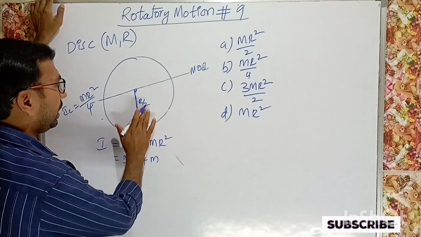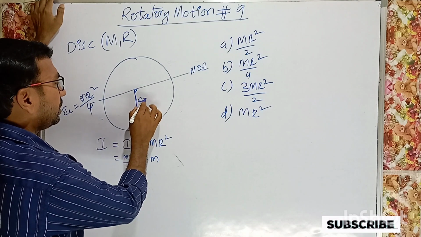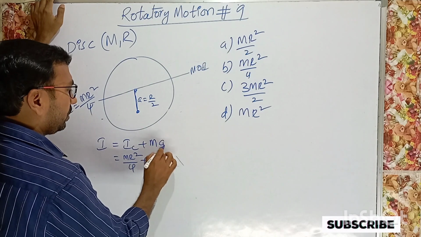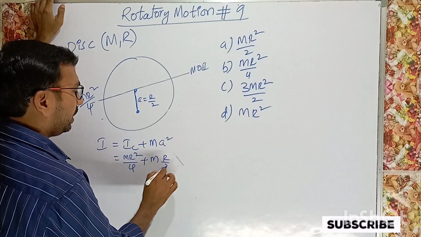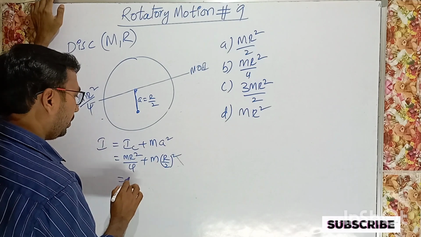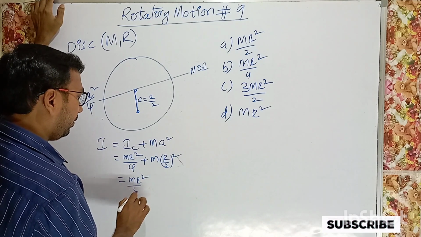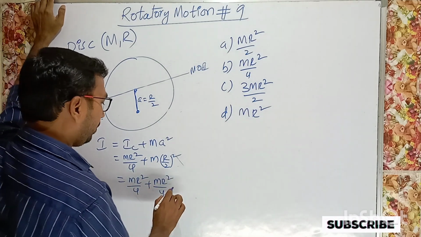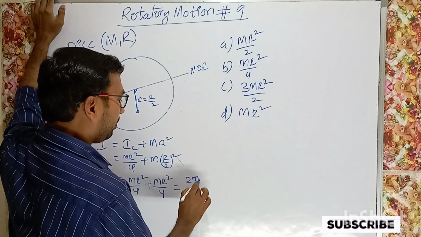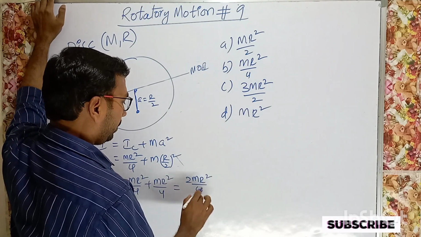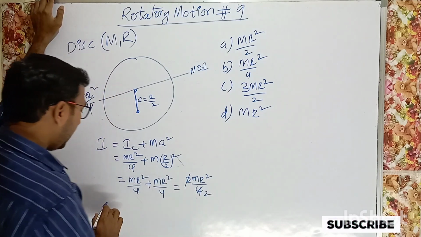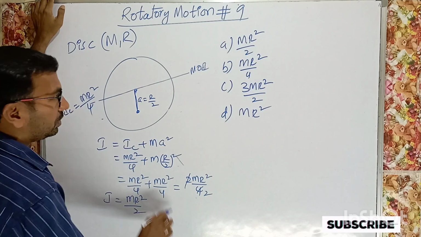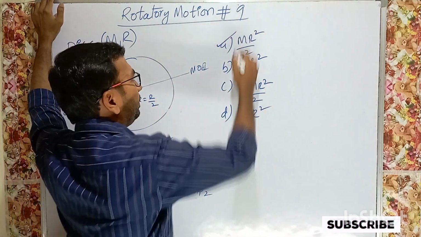What about a here? The distance is given as r by 2, so it is m a square, where a is r by 2, whole square. So here mr square by 4 plus mr square by 4, which is 2mr square by 4. So the moment of inertia I is equal to mr square by 2. Here, mr square by 2 is the right answer.